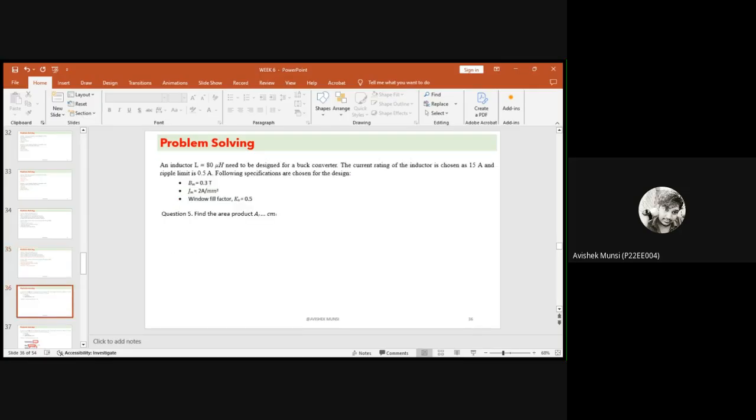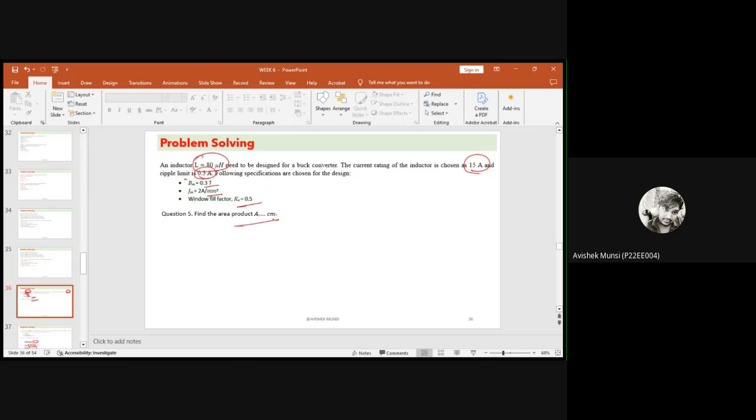The next set of questions is for a buck converter. The inductor value is 80 microhenry, the current rating is given as 15 ampere, and the ripple limit is given as 0.5. The magnetic flux density is given as 0.3 Tesla. Current density and window fill factor are also given. These are the values given, and I have to calculate the area product.